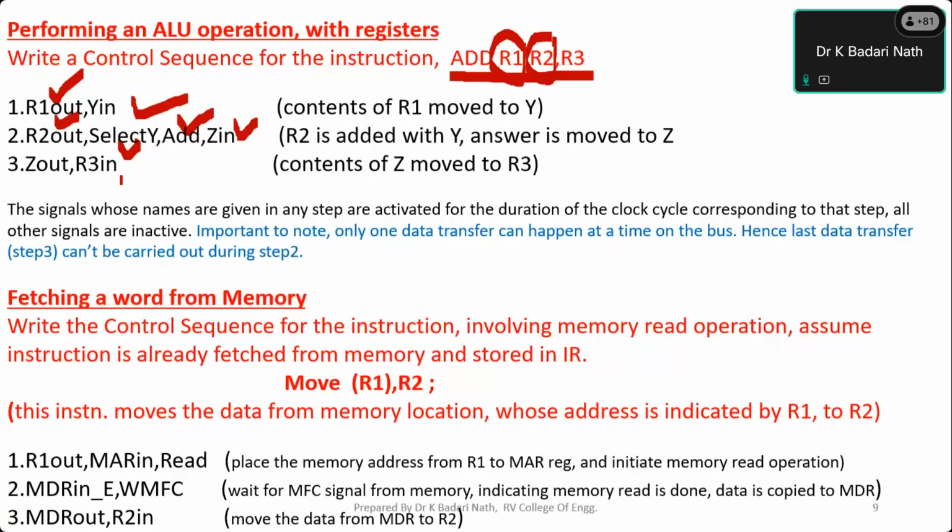Now the bus is free. What can you do? The answer was previously stored in the Z register. I open the Z out buffer and I make R3 open. Then Z contents will come to the bus, and the bus contents will go to R3 for writing. So now this completes the sequence required to complete the add instruction R1, R2, R3.